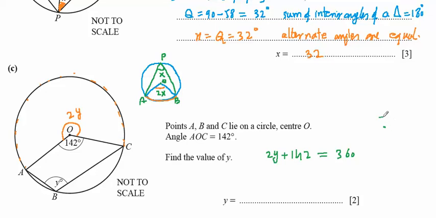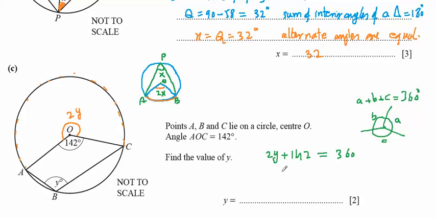If we have multiple angles around a point, if these are A, B, C, then A plus B plus C is always equal to 360. Whether there are 2 or 3 or 4 angles and so on, the sum of those angles around a point is always equal to 360.